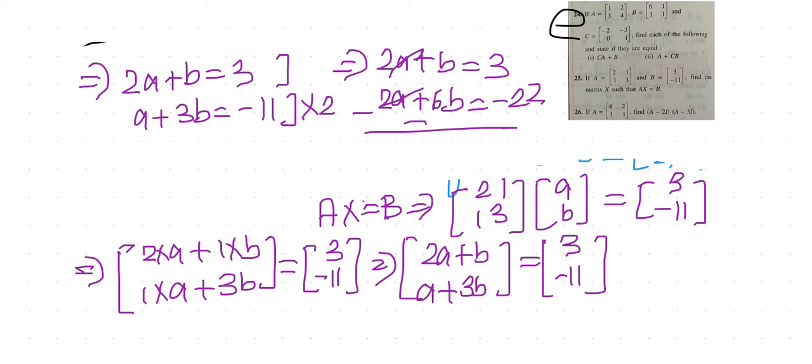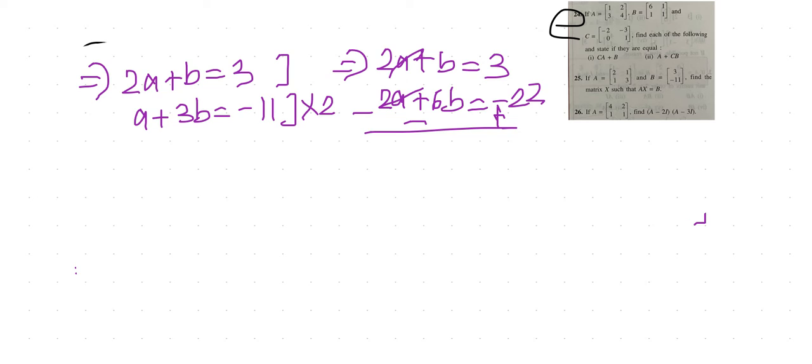Is there something wrong here? Because if I get minus 5b, then the value of b will come out as minus 5. So we'll just look into this, children. 2a plus b is equal to 3 and a plus 3b is equal to minus 11. Okay, this is right. If we take it the other way round, this is b and minus b, and this becomes plus.